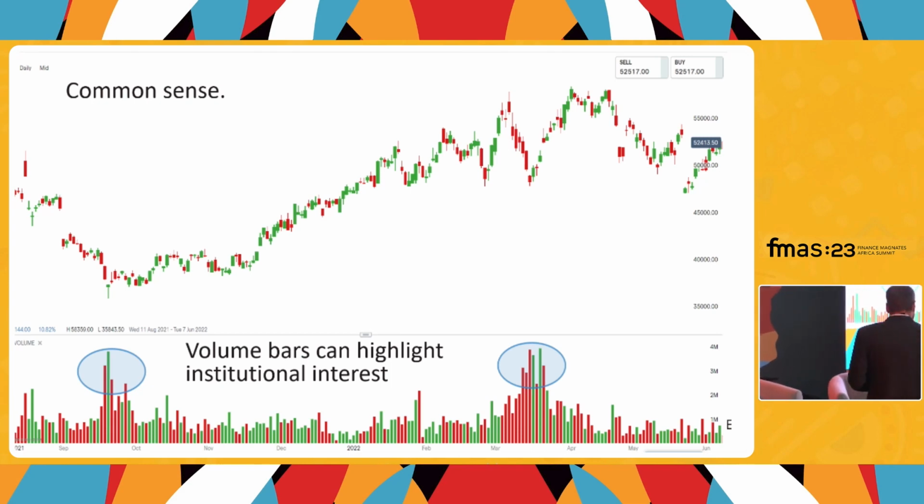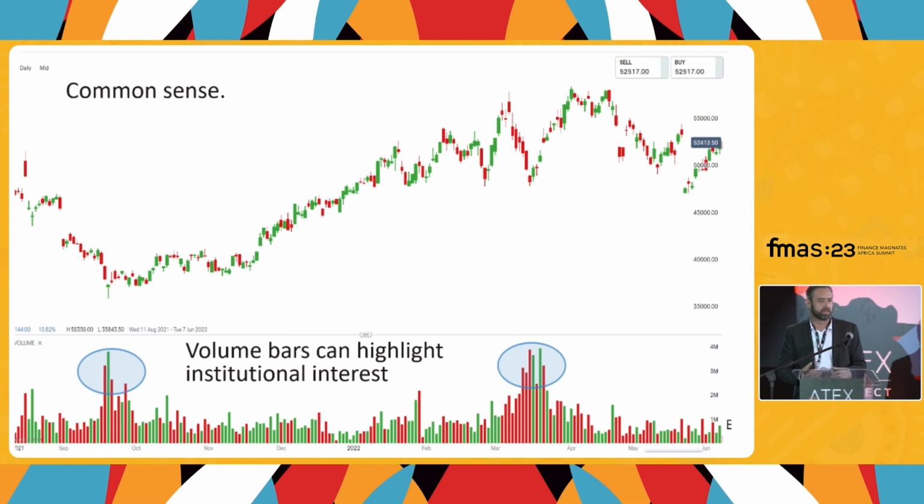Okay, so how do we know that institutional guys are the ones that move the market? They aggregate funds. So we're talking about banks, we're talking about asset managers, we're talking about hedge funds.